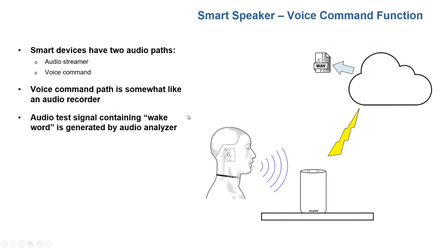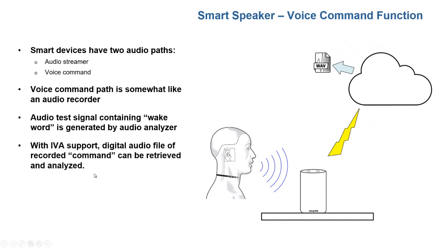So here you can use an audio test signal that you prefix with the wake word. The wake word being a word like Alexa, or in the case of Google, Hey Google, a word that is recognized by the device. So you generate the audio test signal containing this wake word. And with support from the intelligent virtual assistant, a digital audio file of the recorded command can be retrieved and analyzed. So for example, if you've used the Alexa service, you can log into your Alexa account and look for recordings of these commands that you've made to the Alexa device with a timestamp on them.